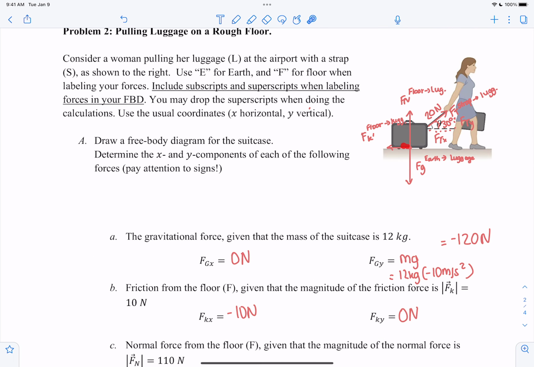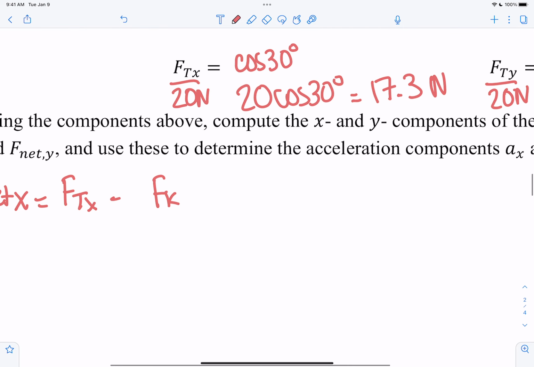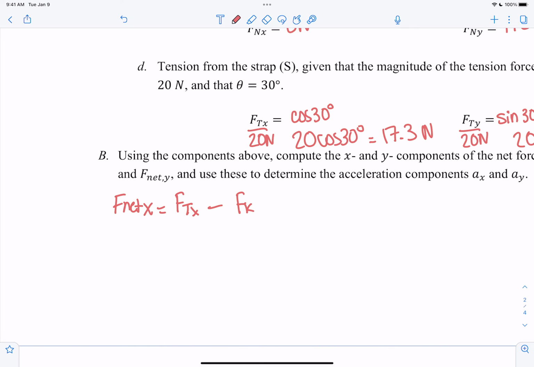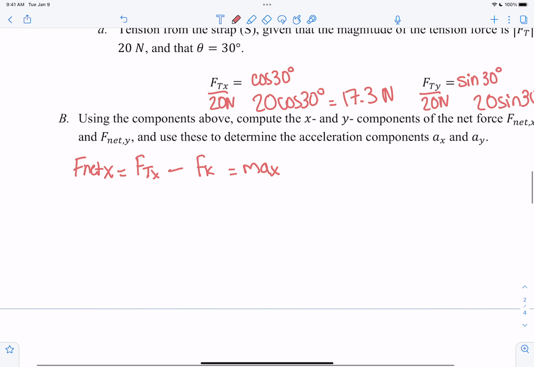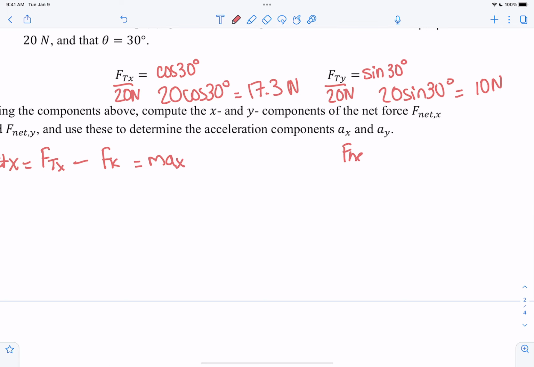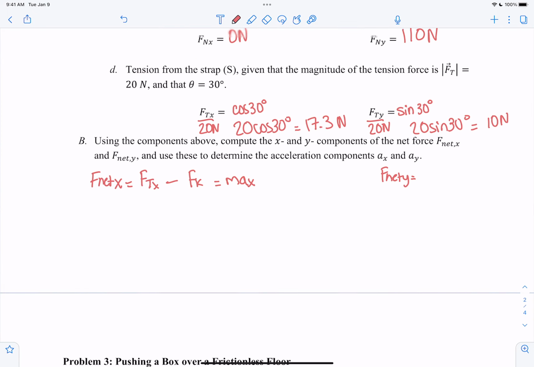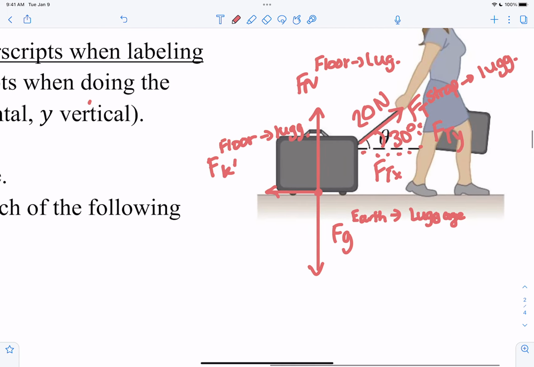But kinetic friction force is acting in the negative x direction, so we can throw in a negative sign right there to integrate our direction within the equation itself. That's what I personally prefer to do. So we have FTX minus FK, and that's equal to MAX, right? And then we have F net Y, which is equal to what force in the y direction?